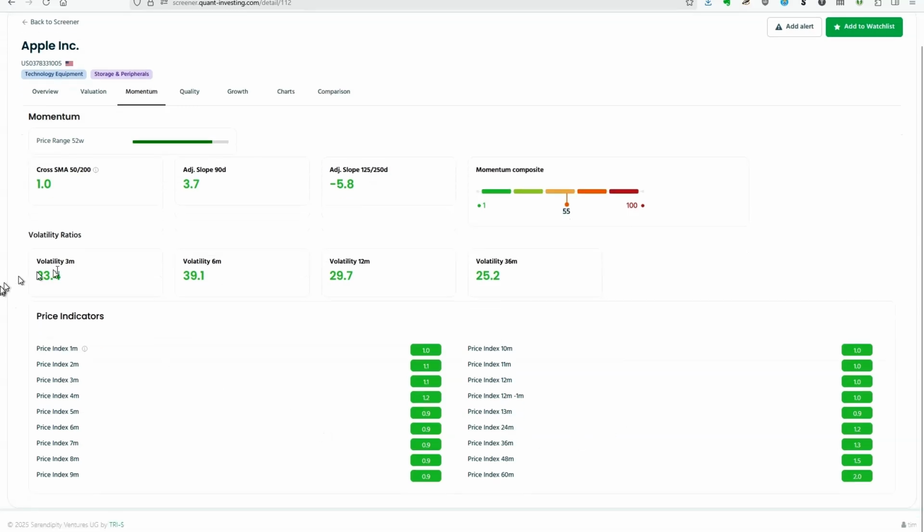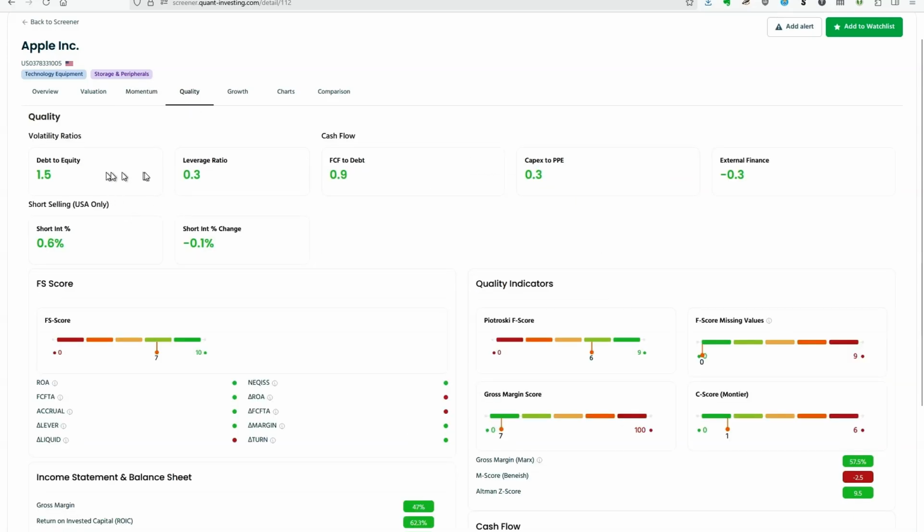Here you can see the volatility ratios, and here's all the price index values. You can see from 1 month right through to 5 years over here. Again, it's the current price divided by the historical price. So for 3 months, it's the current price divided by the price 3 months ago. And as you can see, the Apple price has been relatively stable over 11, 12 months and also over the past month. That's momentum. So let's go to quality.